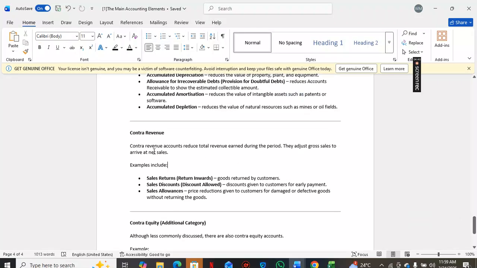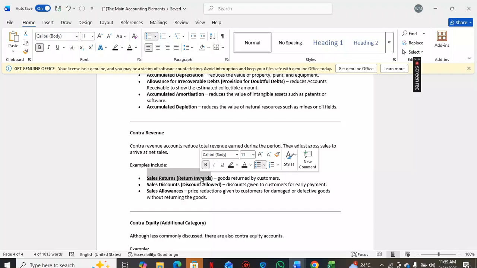Then you've got contra revenue. This reduces the sales revenue. You have return inwards. When your customer returns goods back to you, you made a sale, a customer brings back goods. It means the revenue that you made from that sale has to reduce because the customer brought back those goods.